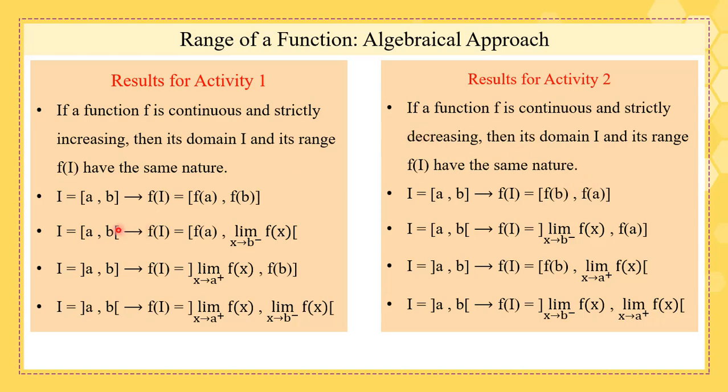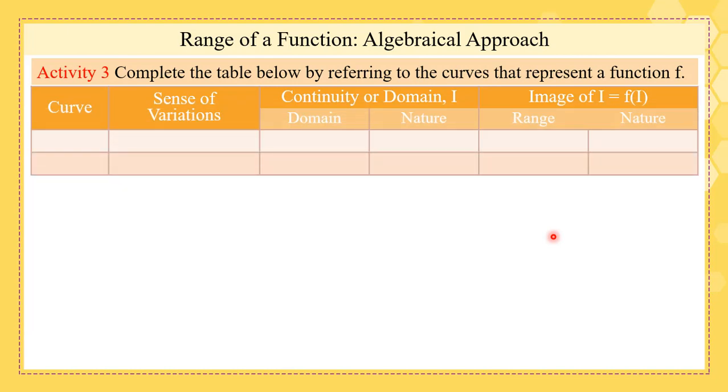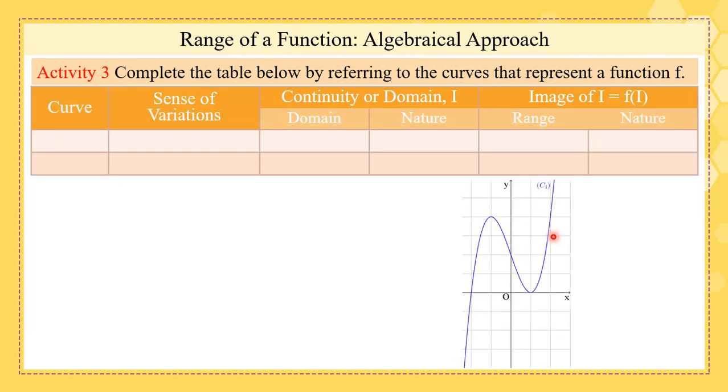Now if we have a semi-opened interval which is closed at A, opened at B, its image would be f of A and the limit as x tends to B minus in case f is increasing, whereas its image would be the limit as x tends to B minus of f of x and f of A if f is decreasing. So in the case of a strictly decreasing function, we always flip the boundaries of the image, and similarly for other cases. Now let's see if this works if the function is not strictly monotonic. Well, we have this curve which is C1.